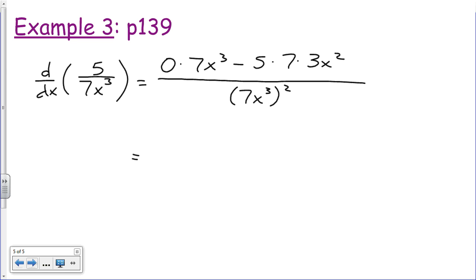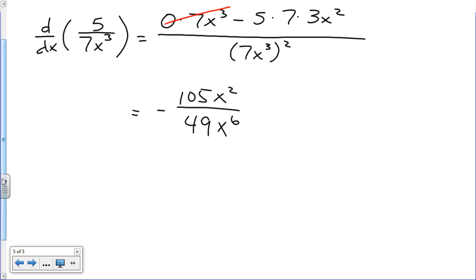So this turns out to give us, again, the nice thing about that 0 there, this is just gone here. In fact, I might just put the negative out front here, I guess. You've got 5 times 7 times 3, so 5 times 7 is 35 times 3. That'd be 105 x squared. And if I square out the denominator, remember you got to square each factor in the denominator. So you've got 49, so it's 7 squared. So the 7 squared is 49, x cubed squared is x to the 6th.